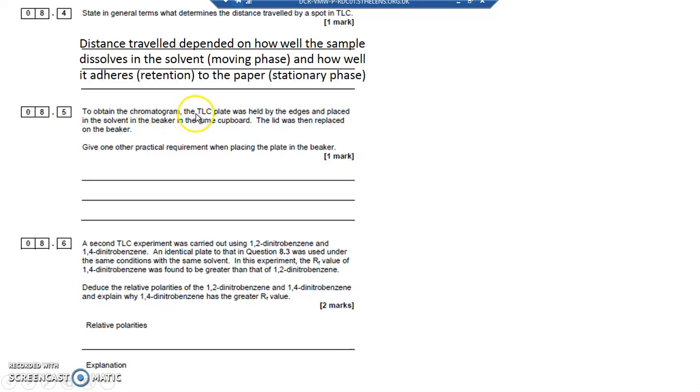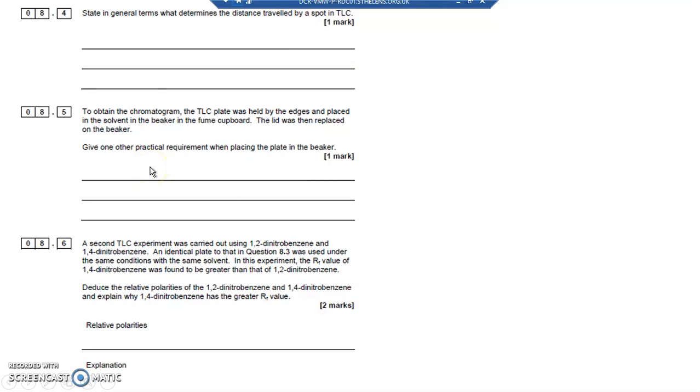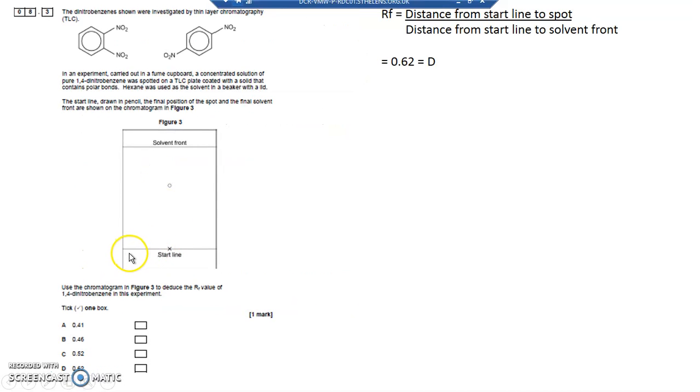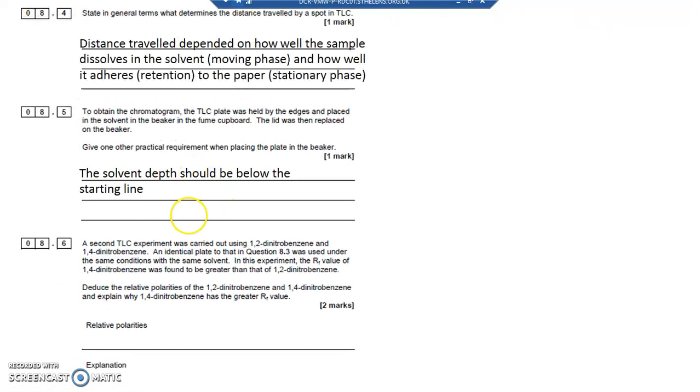To obtain the chromatogram, the TLC plate was held by the edges and placed in the solvent in the beaker, and a fume covered lid was replaced. Give one other practical requirement when placing the plate in the beaker. Well, the solvent depth should be below the starting line. So you can't have the solvent above the starting line. It's got to be below the starting line. Otherwise, it will dissolve any of the spots that are above the starting line. So it won't rise up and carry the spot with it. It will just dissolve the spot into the solvent. So the solvent depth should be below the starting line.